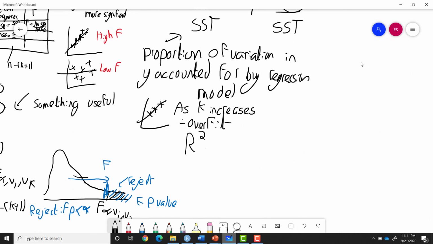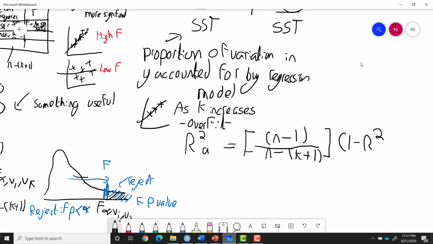And this is called the adjusted r squared. I won't work it through now as the videos are quite long this week. But as k gets bigger, it makes the r squared smaller. You can play around with this and put it into a spreadsheet. So as k increases, then r squared adjusted will decrease. You can see that this number gets bigger and this gets smaller. So it just weights things a little bit differently.